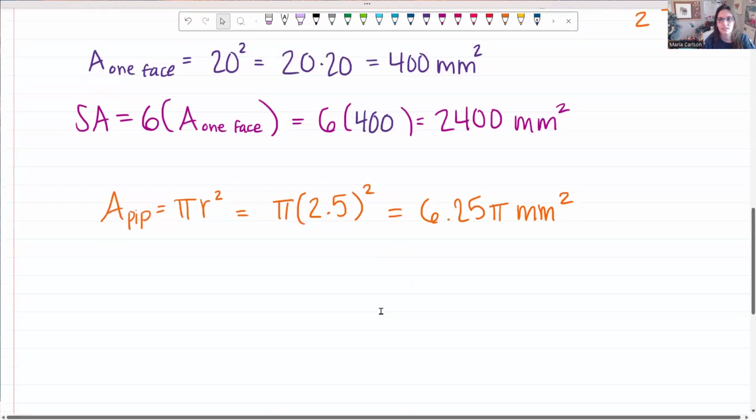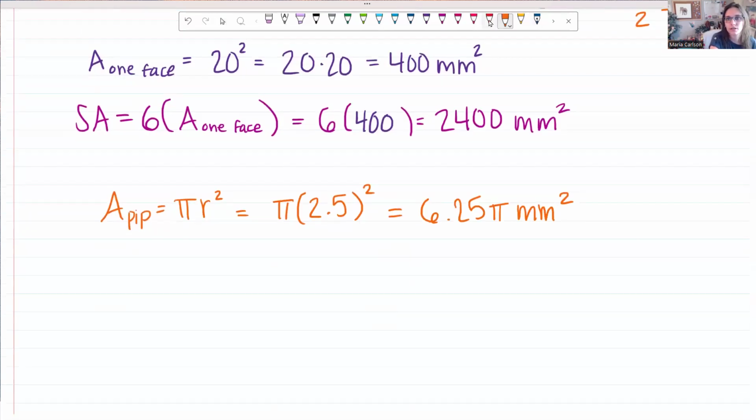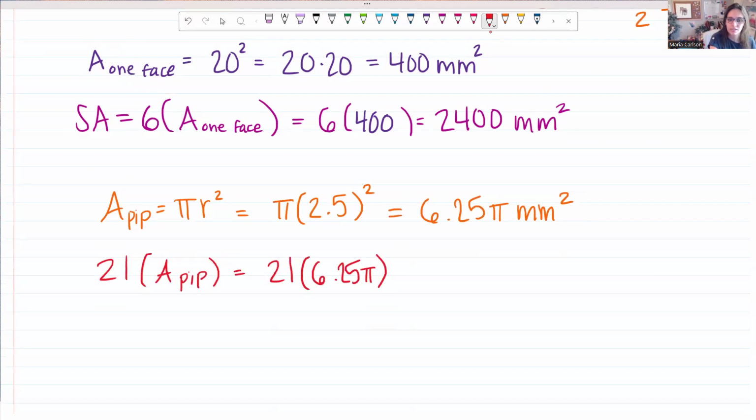Now we have 21 of these. So I have 21 times the area of one pip, means I'm going to multiply 21 times this 6.25 pi. And if I multiply just 21 and 6.25, that produces 131.25 pi, still millimeters squared, as the area of all of the pips together. So this is the area of all pips.